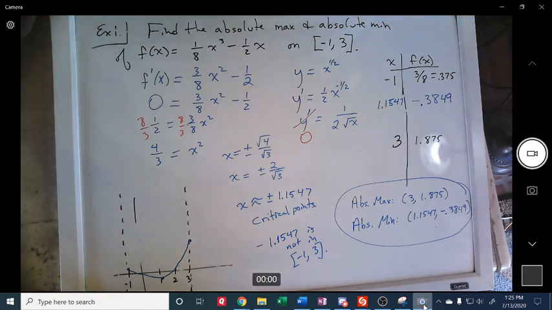All right, give me a little bit of feedback. How's it going with this? Is this all understandable?